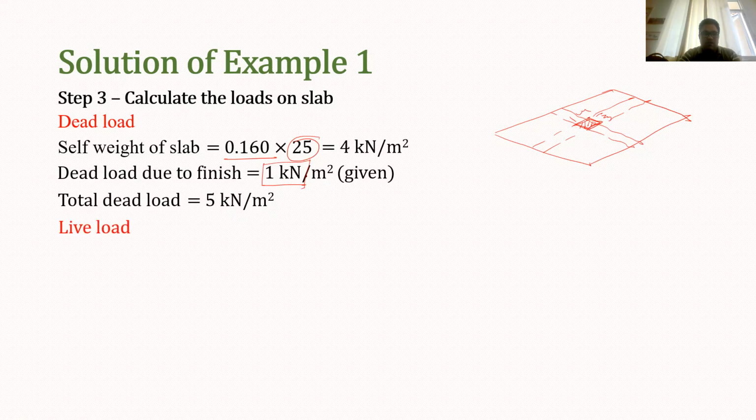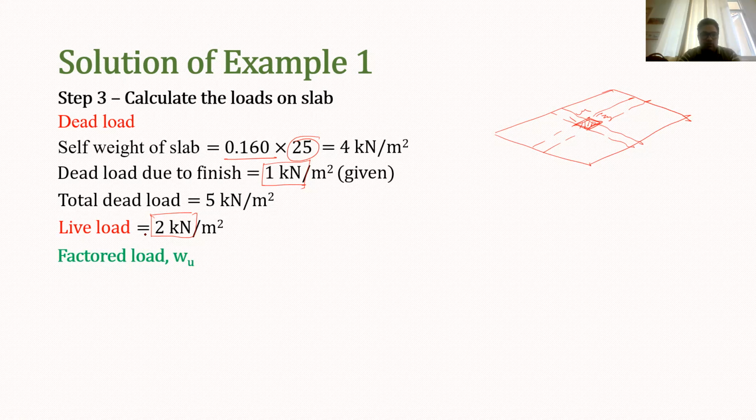Now we will calculate the live load. Live load is also given in the question, which is 2 kilonewton per meter square, which means on unit area, we have live load as 2 kilonewton. So now adding both the dead load and live load to calculate the factored load.